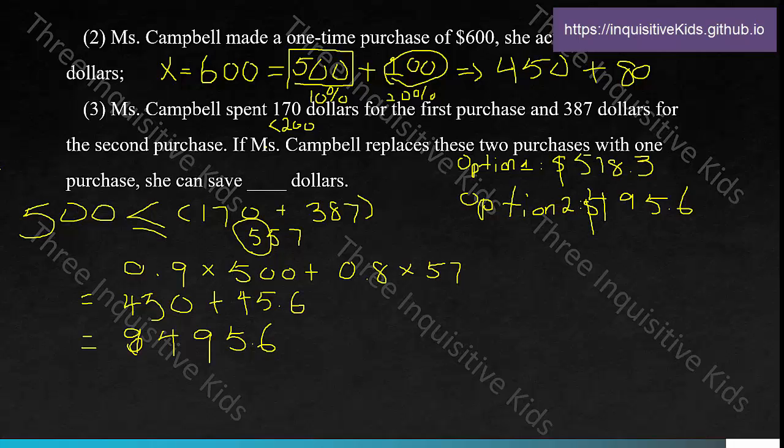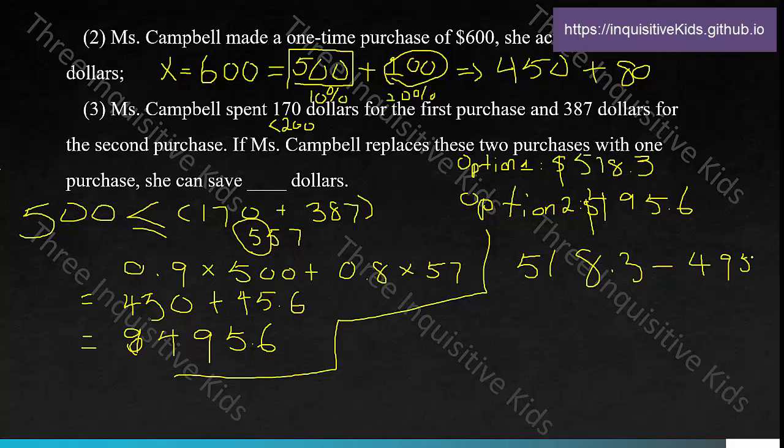Now the real problem is not asking which option would be more efficient. It's asking how much money she can save if she used option 2 over option 1. We subtract this from this. 518.3 minus 495.6. And then it gave us $24.7. She can save $24.7.